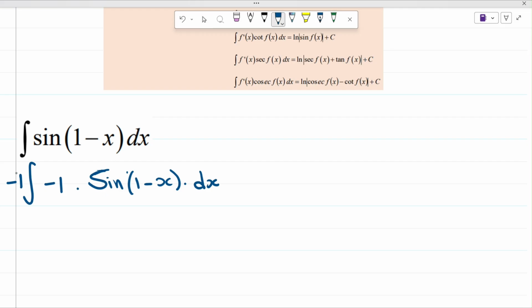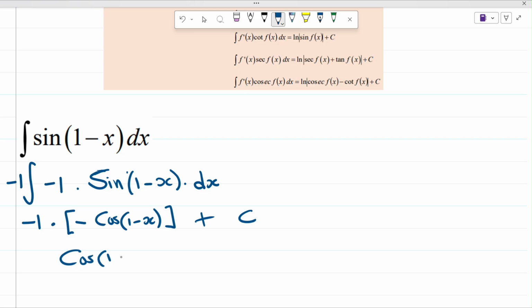So outside this integral, we have this -1 here, multiplied by, so you ask yourself, what was then differentiated for you to get positive sine? Which is negative cos of 1 minus x, then plus c. Then negative and negative, they multiply each other to get a positive. So at the end of the day, your answer here will be cos of 1 minus x plus c.